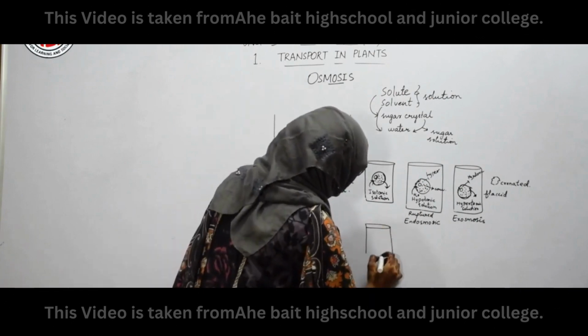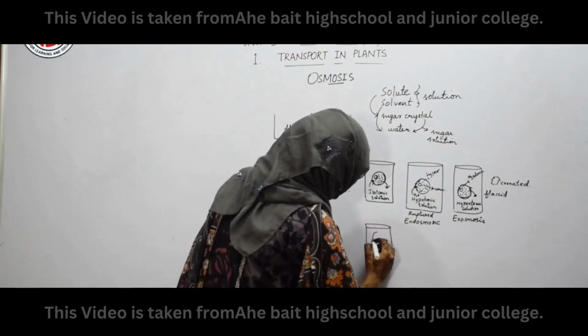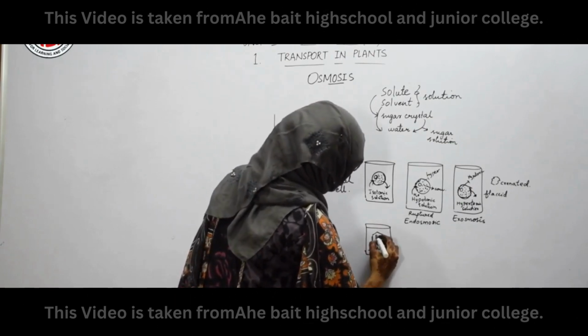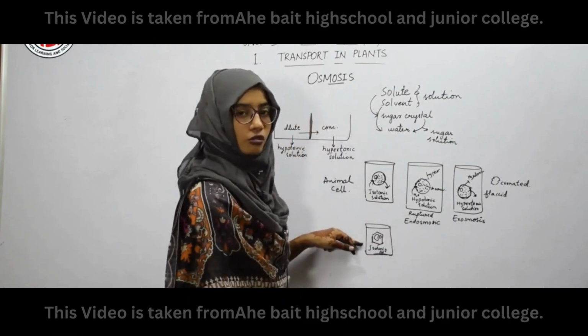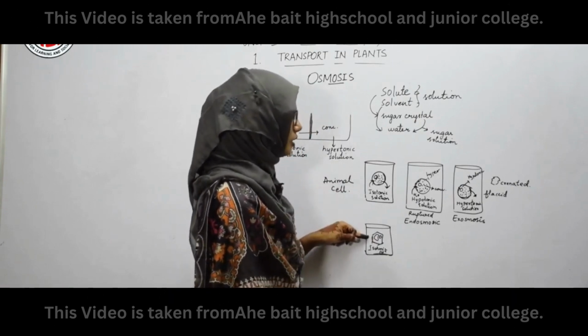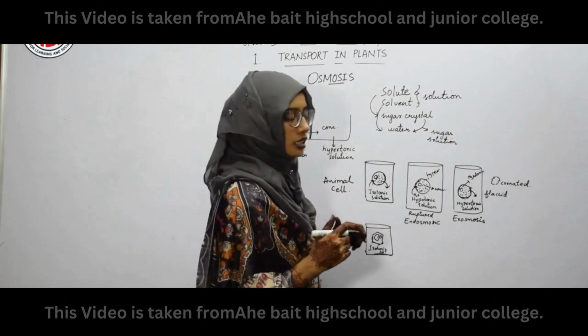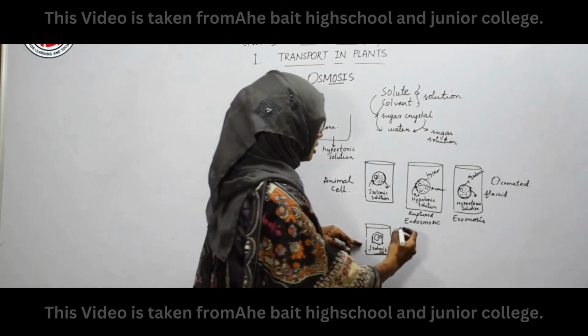When we replace this animal cell by the plant cell, then we can observe that in isotonic solution, the concentration of the isotonic solution and the cellular content is the same. So the net movement or the equal movement of the particles is going to take place in this situation.